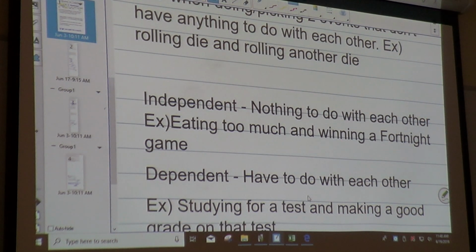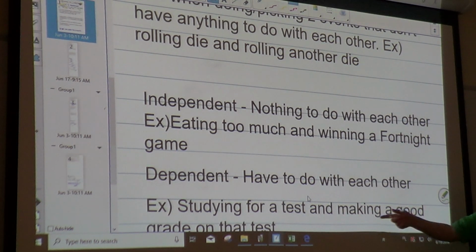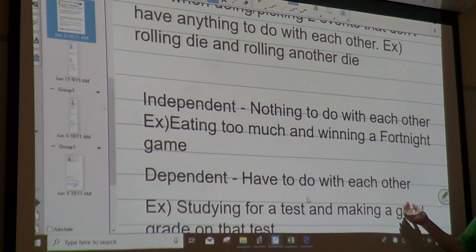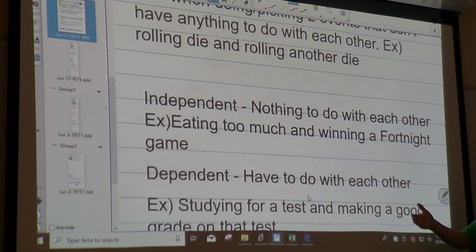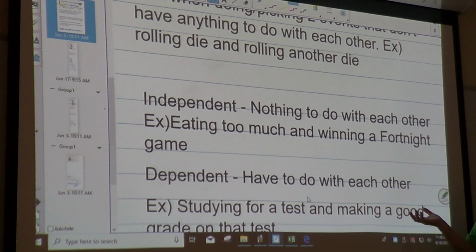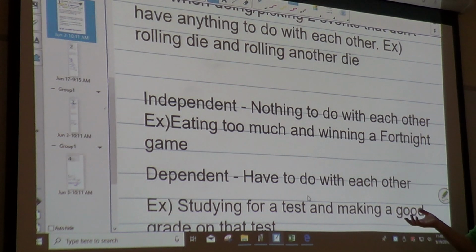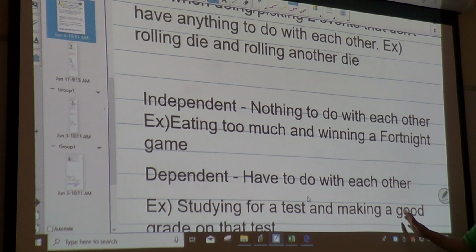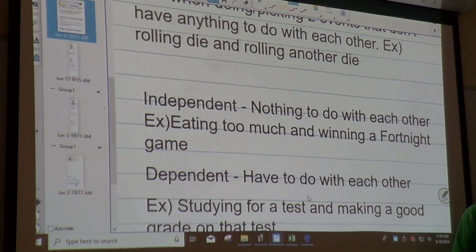Dependent, and I'm hoping this is going to happen with y'all, studying for a test and making a good grade on those tests, that would be dependent. They have to do with each other. Studying for a test and making a good grade. Even though I have some of y'all say, I studied for that test and I still flunked. Most of the time, studying for a test and making a good grade on that test have to do with each other.